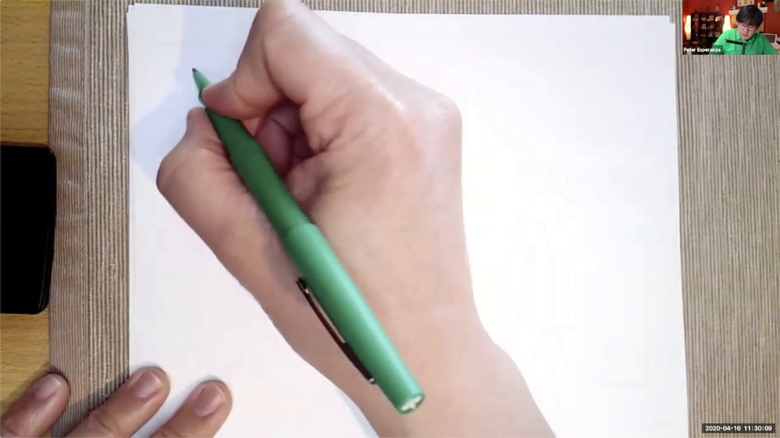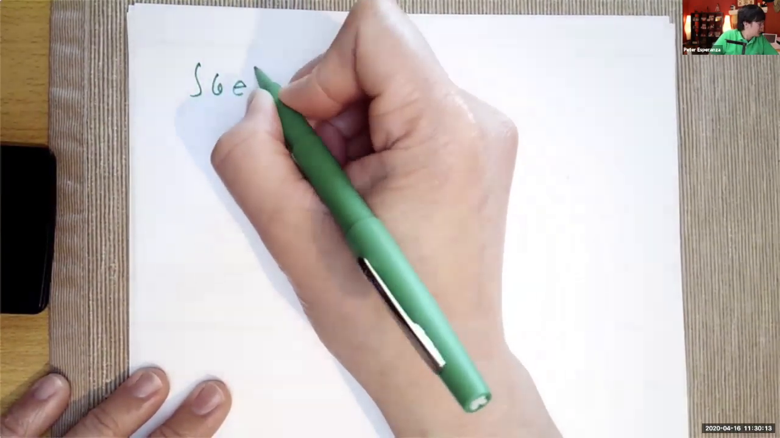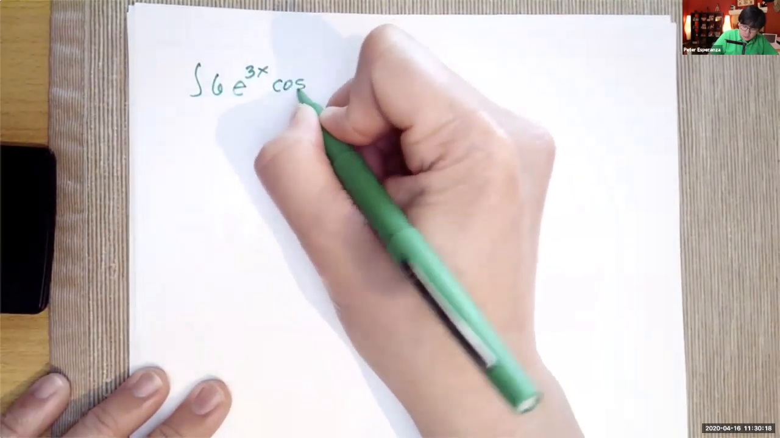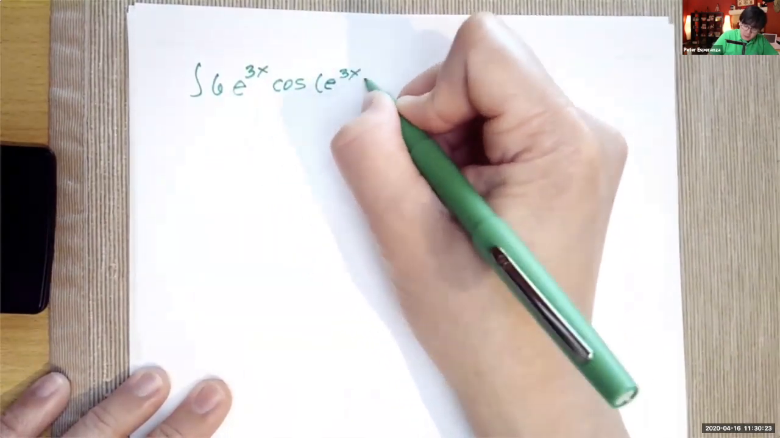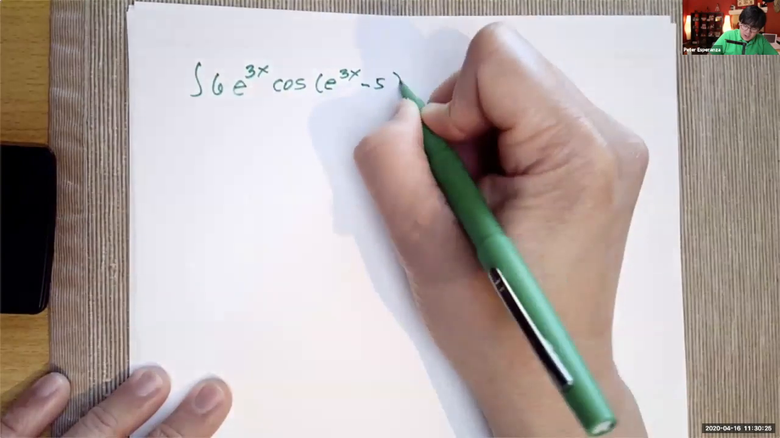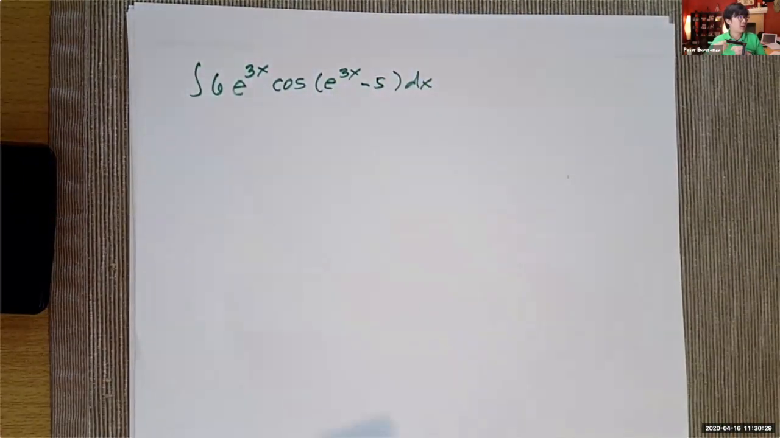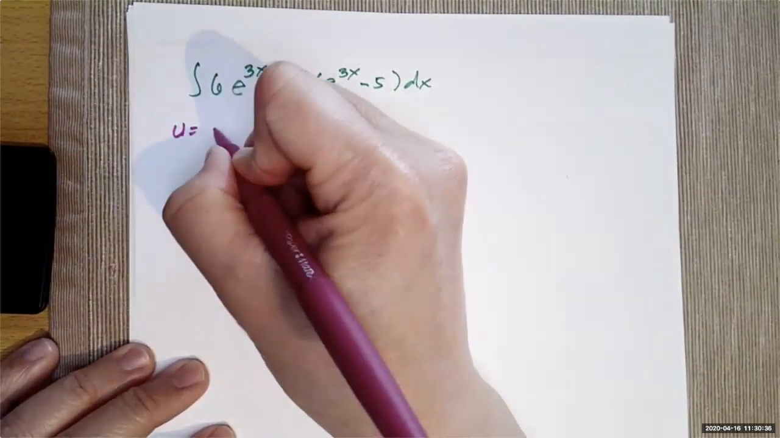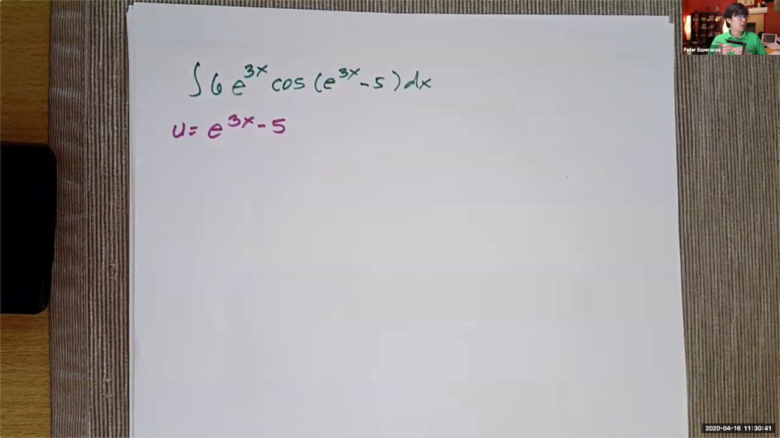I'll throw in the integral of 6e raised to 3x cosine e to the 3x minus 5 dx. Okay. What do you think is my u in this problem? e to the 3x minus 5. Okay. Do your magic.